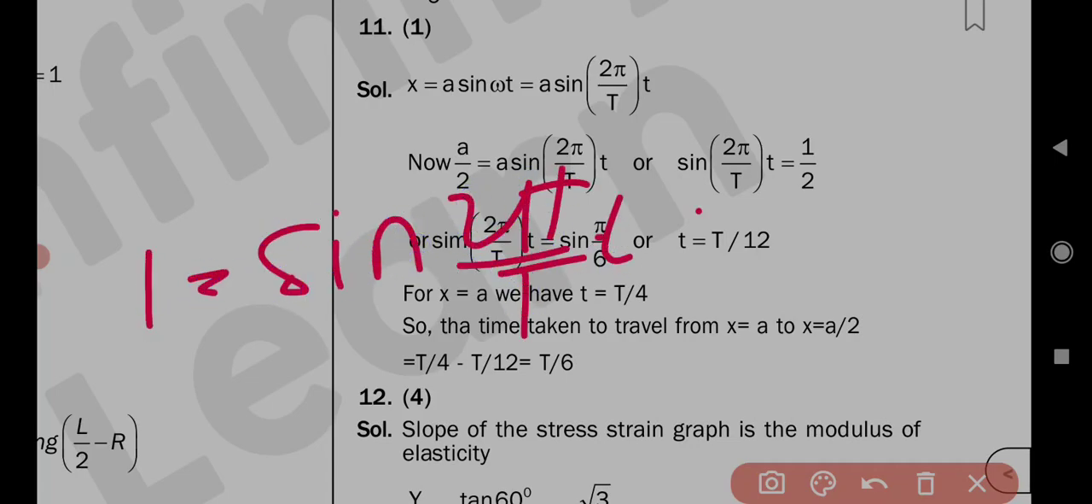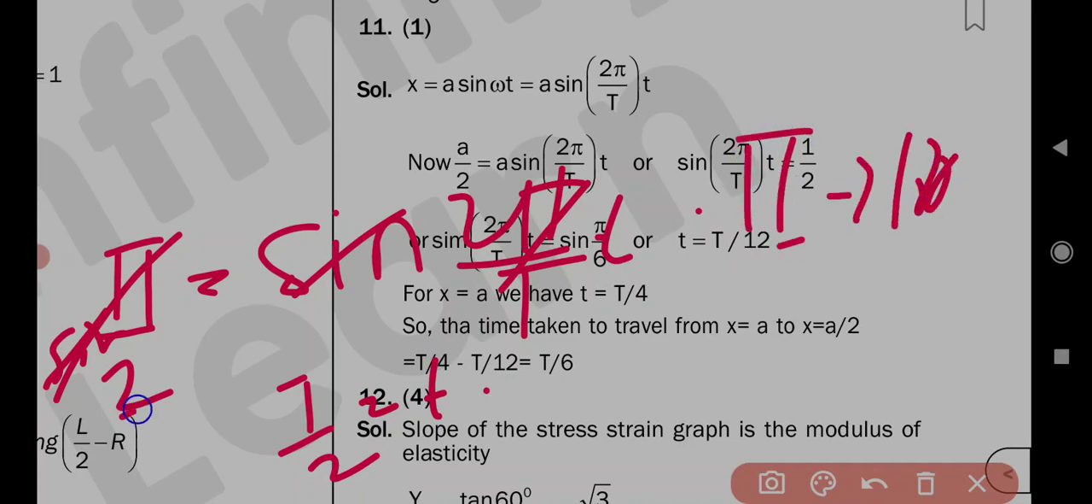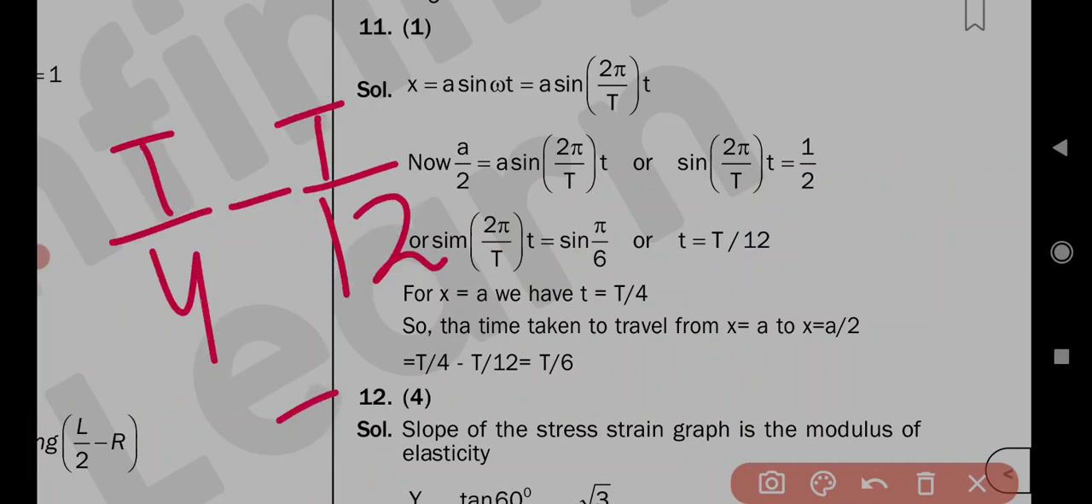When do you get 1? That is sine pi by 2, sine 90 degrees. Sine pi by 2, pi cancels, t by 2, so t is equal to t by 2 we got. How much unit? Pi is nothing but 180 degrees, pi by 2 is nothing but 90 degrees. This 2 we forget, so this 4, t is equal to t by 4. Now let's subtract it. So t by 4 is greater, hence t by 4 minus t by 12.